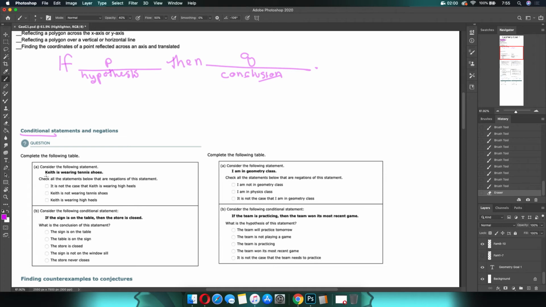First things first, consider the following statement. Keith is wearing tennis shoes. Check all the statements below that are the negation of this statement. So here's a new word for you, again, because geometry is vocab heavy. Negation. That means you're including the word not. So you are including the word not. There we go.